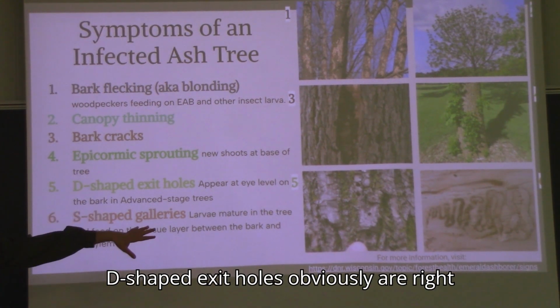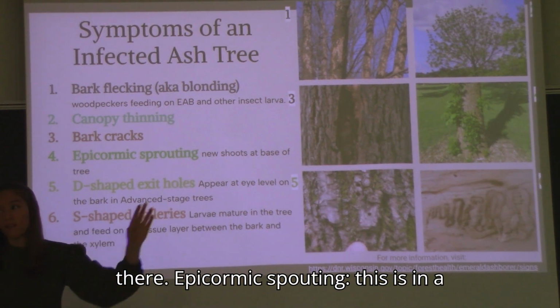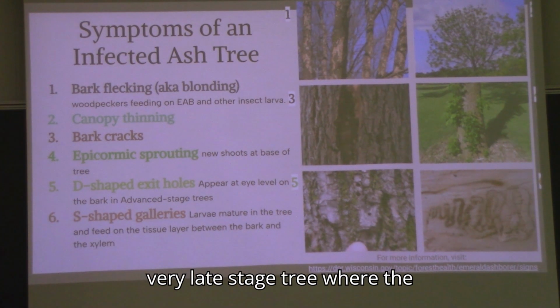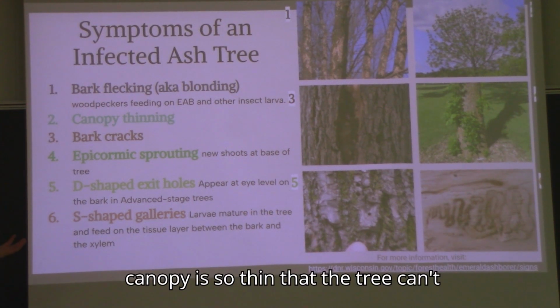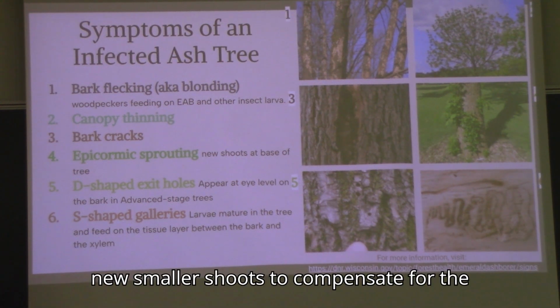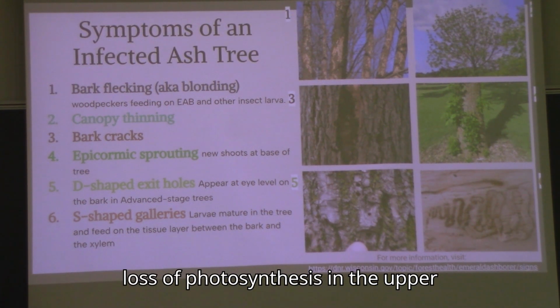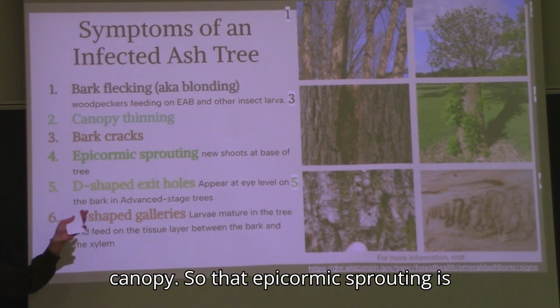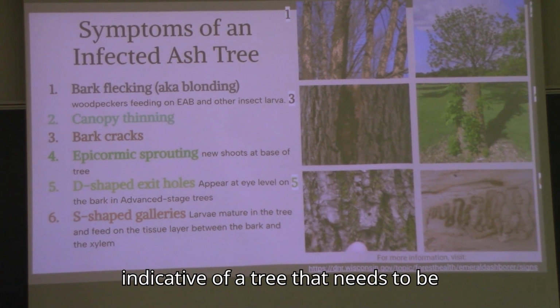D-shaped exit holes obviously are right there, but epicormic sprouting, this is in a very late stage tree where the canopy is so thin that the tree can't absorb enough nutrients, so it grows new, smaller shoots to compensate for the loss of photosynthesis in the upper canopy. So that epicormic sprouting is indicative of a tree that needs to be removed.